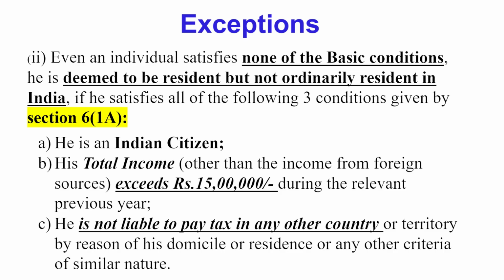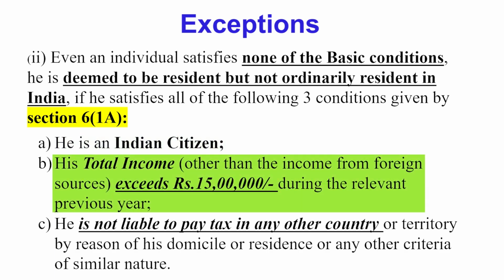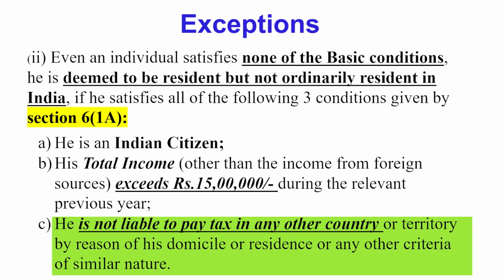Exception 2. Even if an individual satisfies none of the basic conditions, he is deemed to be a resident but not ordinarily resident in India if he satisfies all of the following three conditions given by Section 6(1)(A). (a) He is an Indian citizen. (b) His total income, other than the income from foreign sources, exceeds rupees 15 lakhs during the relevant previous year. (c) He is not liable to pay tax in any other country or territory by reason of his domicile or residence or any other criteria of similar nature.